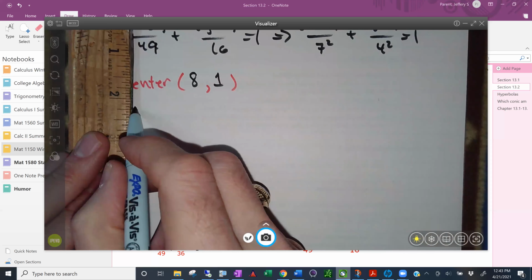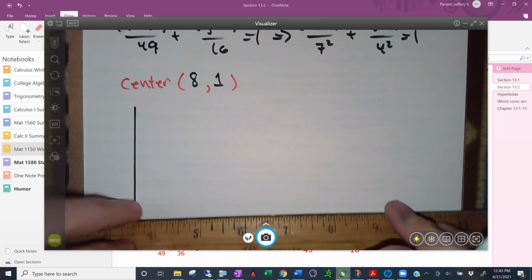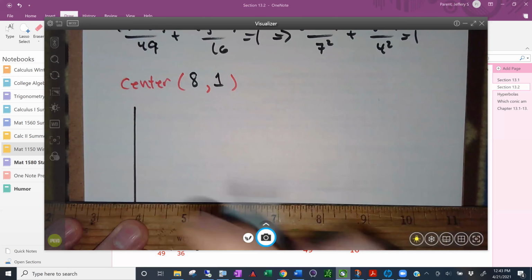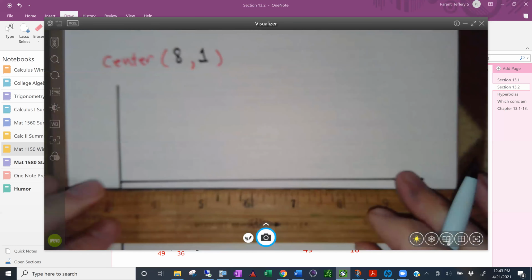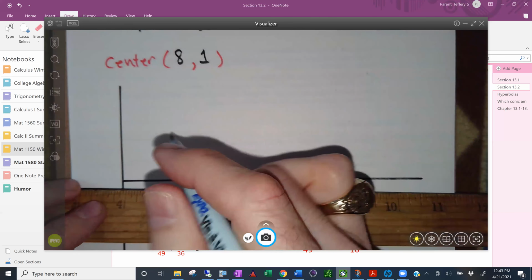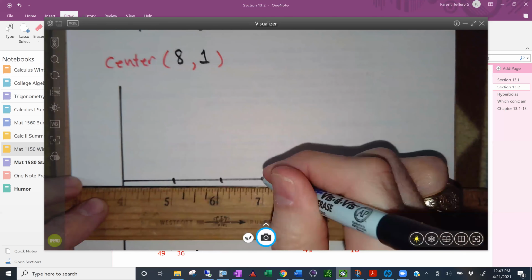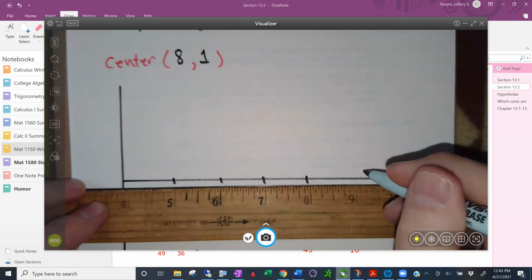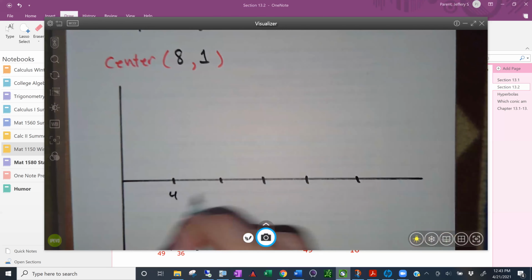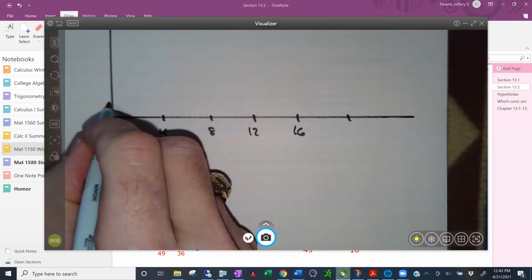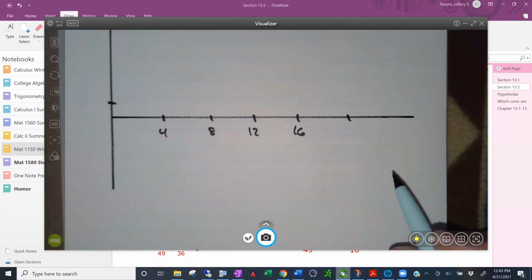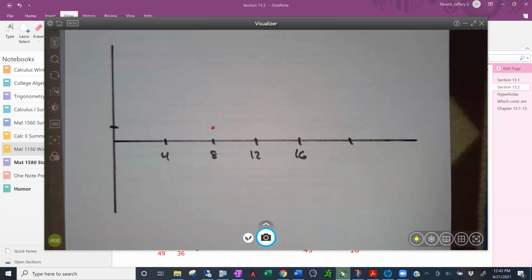Let me see if I can approximate a graph on this. Let's just do units of maybe 4. So 4, 8, 12, and 16. So my center is at 8 and 1. So that's right here. It's not really a point on the graph, but I'm just going to put it there just to help guide myself.